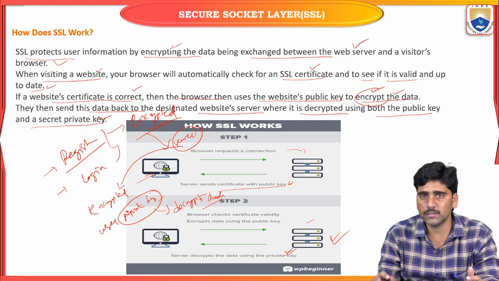And how SSL actually works. The browser sends a request for the connection, and the server sends the certificate with the public key. After that, the browser checks the certificate validity. After the data is encrypted, the server uses the private key to decrypt the data.